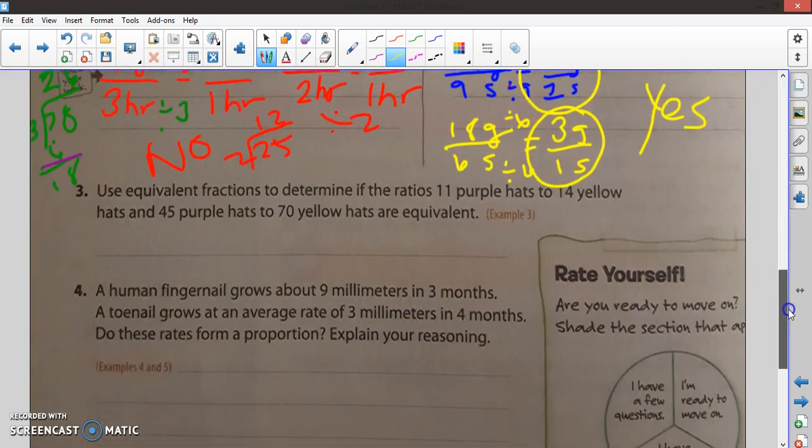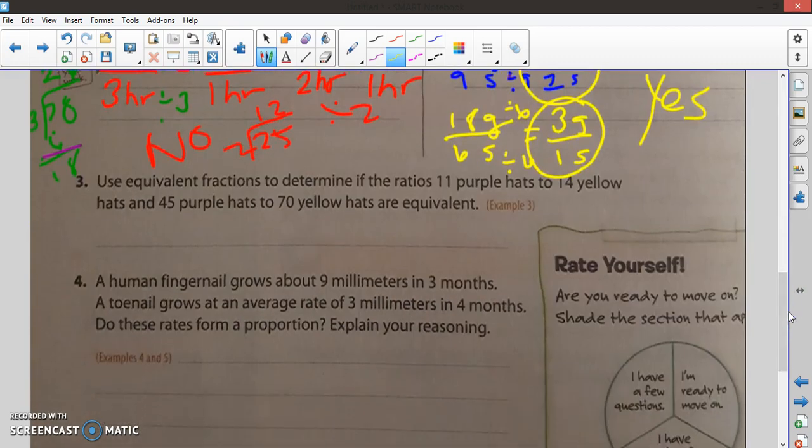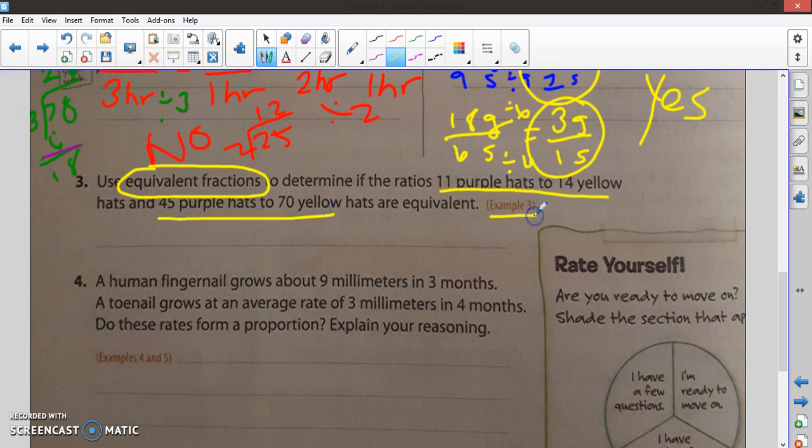Okay. Now you're gonna try number 3. So number 3, you're gonna use equal fractions, so a proportion, to figure out if 11 purple hats to 14 yellow is equal to 45 hats to 70 yellow. So if you need help, look at example 3. So pause the video and try this one out.